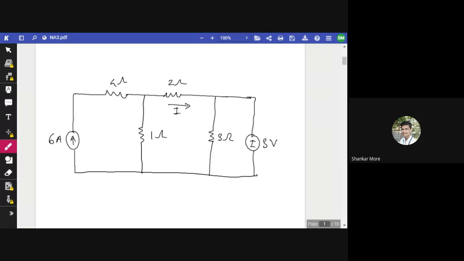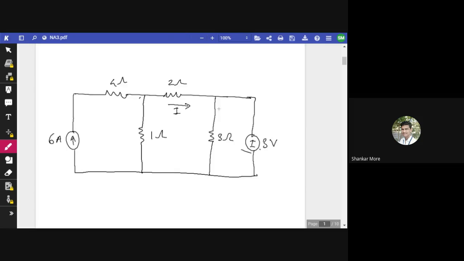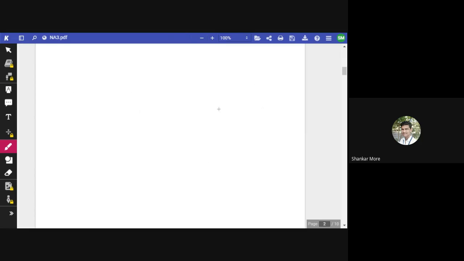Sorry. So what we have to do, we have to put only one source. So which one will we put? We will put only the 3 volt voltage source, and we will replace this current source with what? We will replace this with its internal resistance. What is the internal resistance of this current source? Open circuit, right? So our new circuit will be like this, guys.